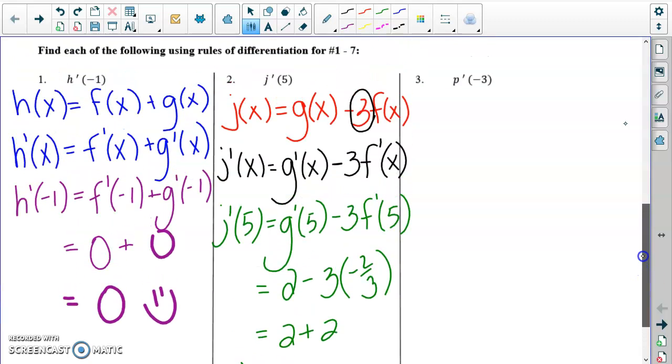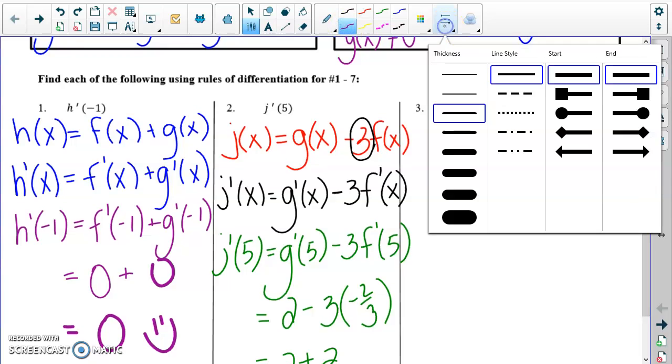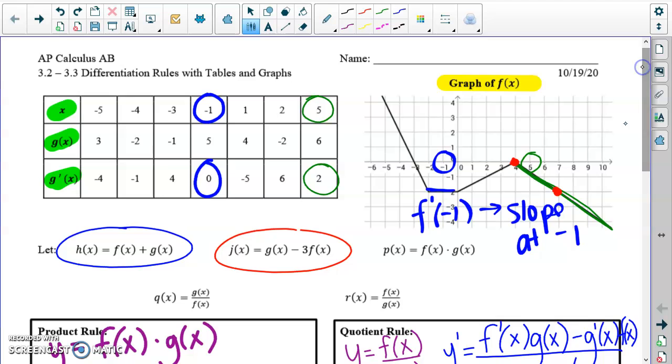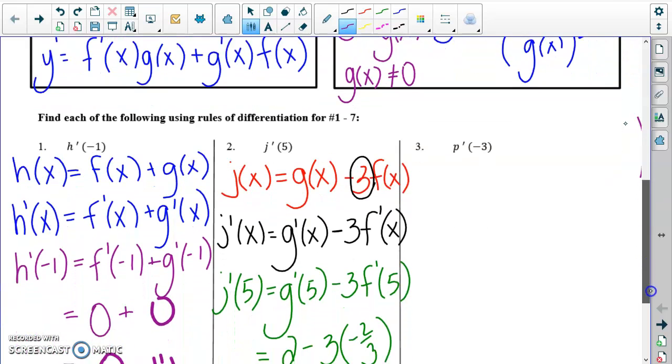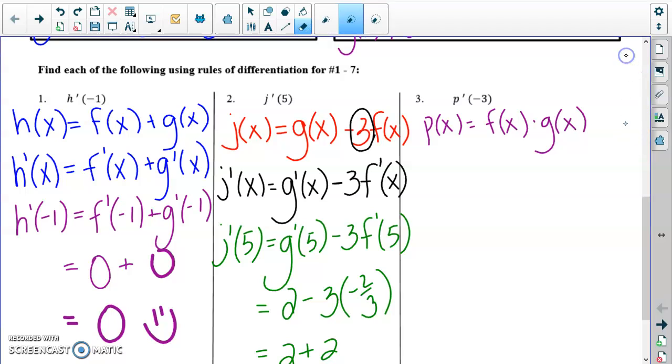Okay. And the last one that I'm going to do with you here is p prime of -3. And so again, I'm just going to look up at the top to see what the p function is defined as. Here's my p function. Oh, look at that. My p function is a product. Okay, so p of x is f of x times g of x. I'm just writing this down to remind myself, so I don't have to keep scrolling. Okay, so this is a product.